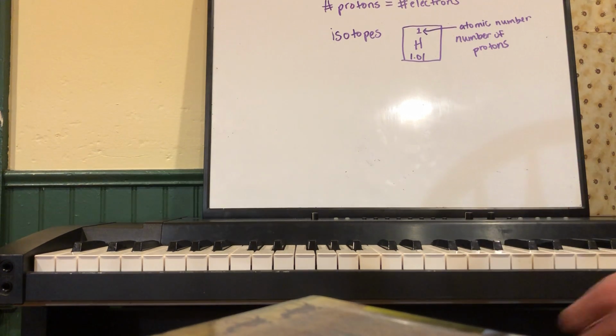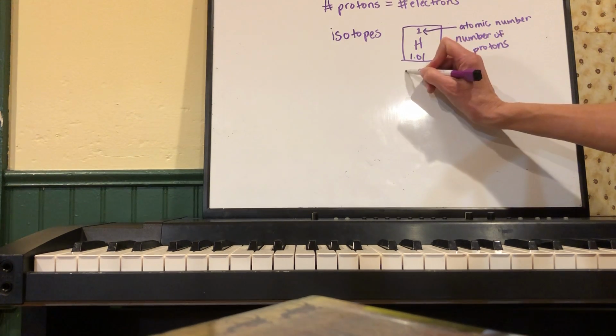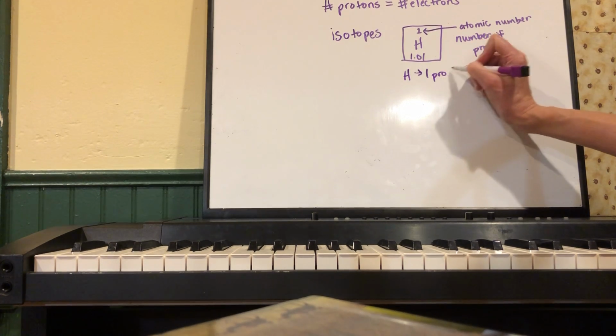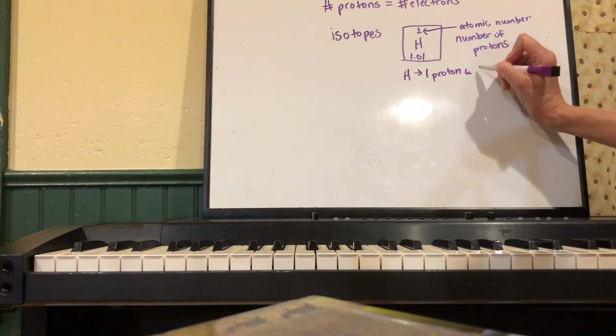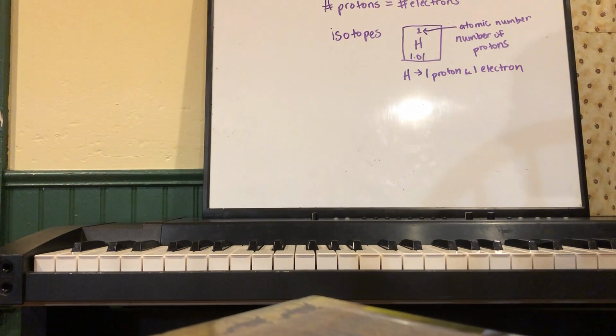So hydrogen has 1 proton. If hydrogen has 1 proton, how many electrons does it have? It has 1 electron. I can't hear you if you're trying to answer me, so I'm just going to answer it myself. All right, so hydrogen has to have 1 proton and 1 electron, and that makes it hydrogen.